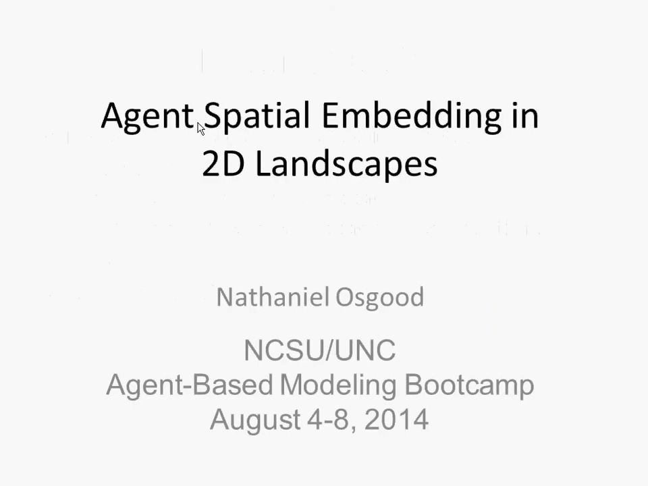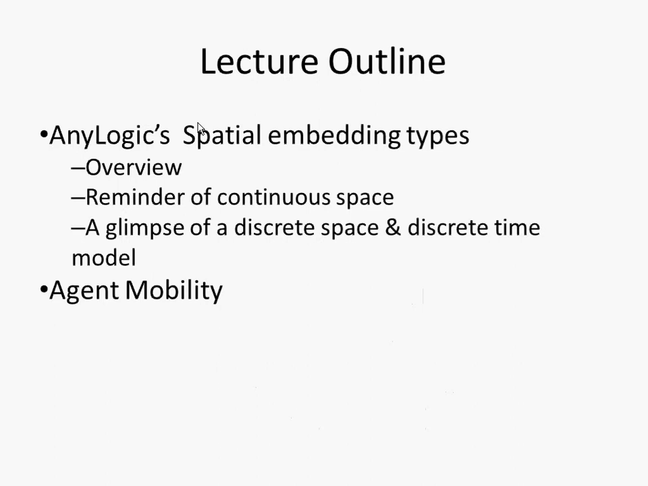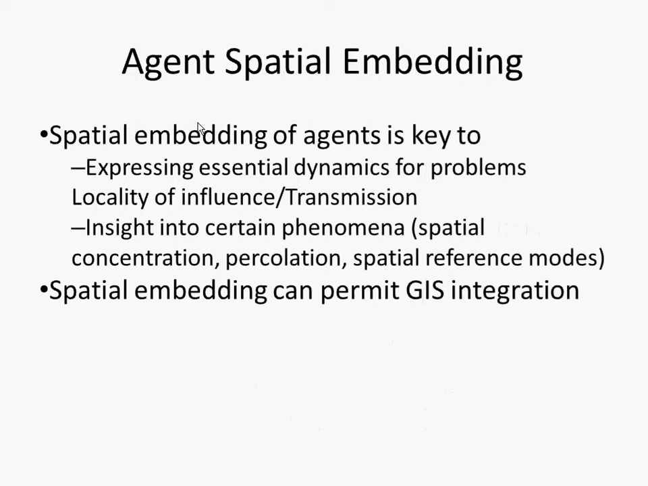So we're going to be talking about agent spatial embedding in landscapes, and specifically going into the issue of agent mobility. So spatial embedding of agents is a key mechanism of interest to capturing certain health dynamics within models. So, for example, if you want to express certain essential dynamics, say the spread of a prion-based disease, like we've just seen, you really need to capture spatial representations.